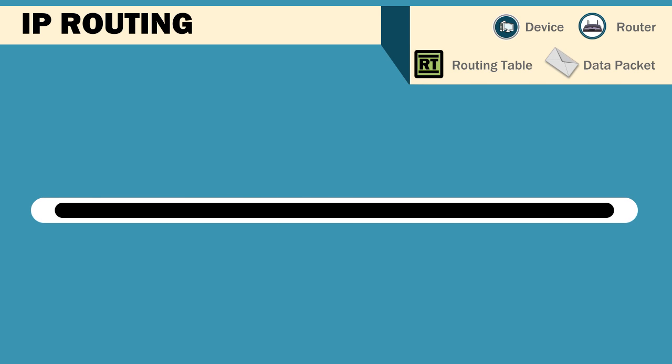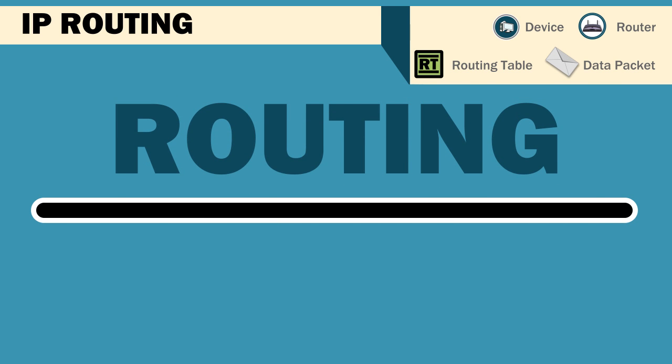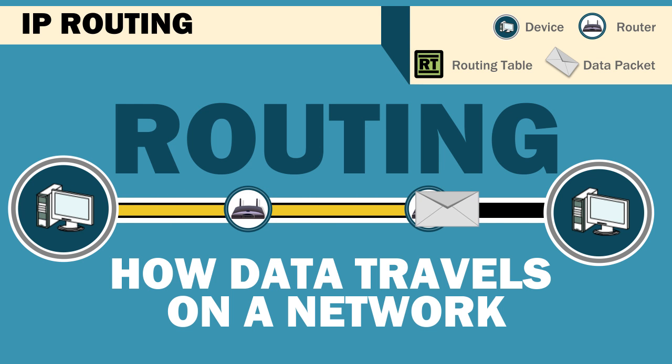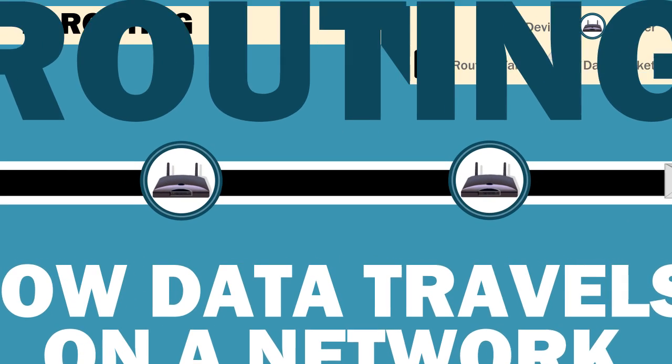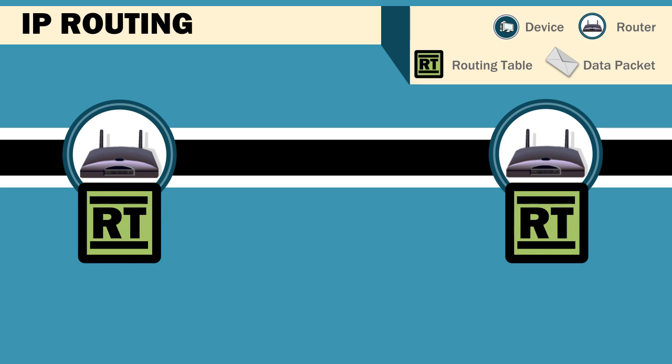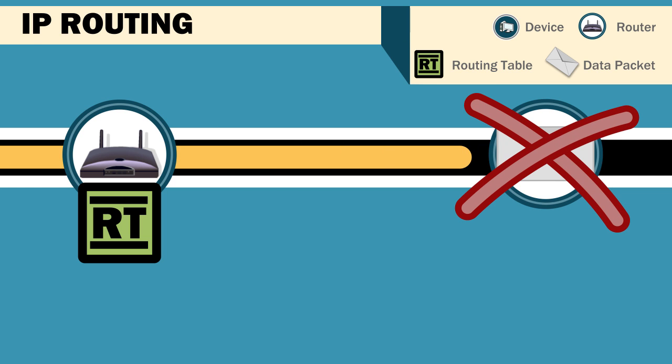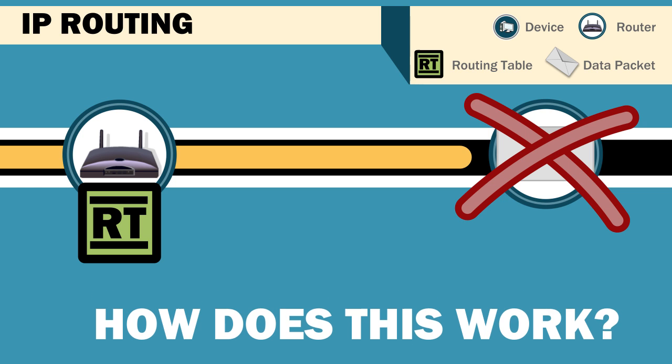All network professionals need to understand routing because it's the foundation of how data travels on a network. Understanding how routers use routing tables helps you when something goes wrong. If a packet doesn't make it to its destination, you'll know where to start looking for the problem. Let's look at how this works.